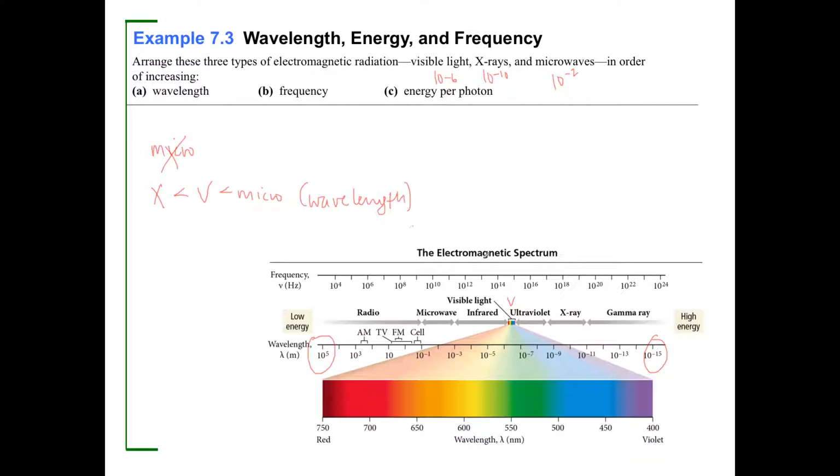Okay? Now you do what I did, but you do it with frequency. And then I'm going to say something about the energy per photon. The energy per photon, remember now, watch this, is E equals hc over lambda, which is also equal to h nu. Okay, and so you can see that if lambda is big, E is small, right? And so for energy, it's going to be the opposite. Micro, V, X for energy.